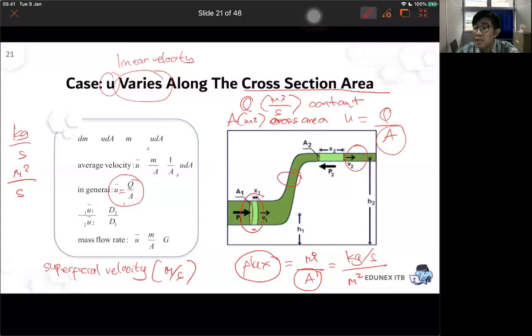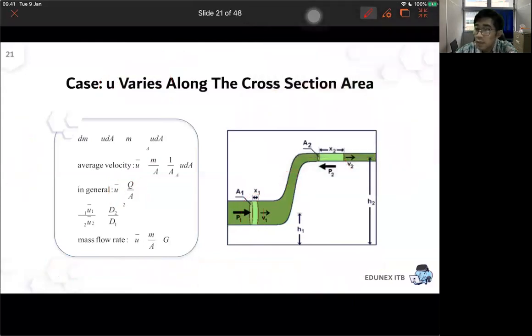Jadi yang konstan adalah laju alir massa. Itu pasti konstan. Mau kompresibel, mau incompressible, yang namanya laju alir massa pasti konstan. Ya, selama tadi ya steady state. Tidak ada reaksi juga. It's always constant. The mass flow rate will always be constant. Okay, mass flow rate is always constant, as long as steady state and no reaction.